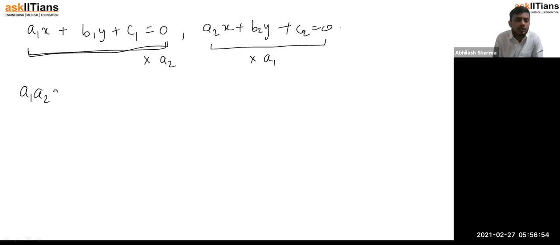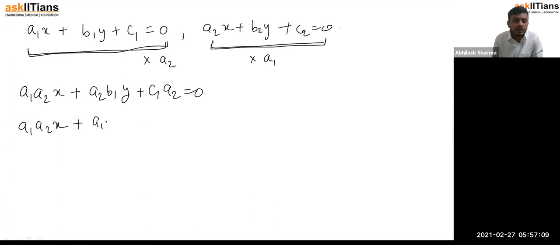A1A2x plus A2B1y plus C1A2 equal to 0. If you multiply this equation by A1, what are you getting? You are getting, on both sides, A1A2x plus A1B2y plus C2A1 equal to 0, correct?